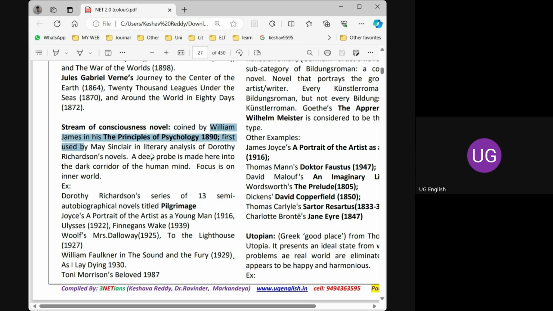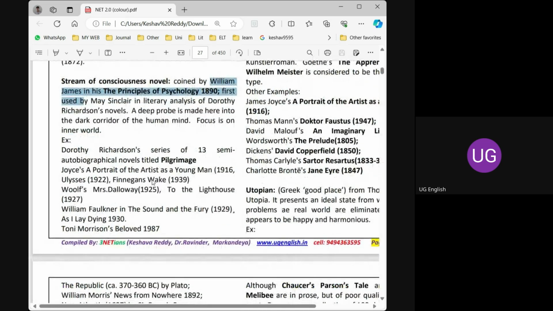Just remember this. We often get questions in this area also. Who coined the term? Who popularized the term? Who used the term in which context? These are all very important in literature. And James Joyce's Portrait of the Artist as a Young Man and Ulysses, 1922 is a very important year. I posted a message previously in the group also. 1922 is a very important year. And Finnegans Wake is the most complex work in English literature, very complex.